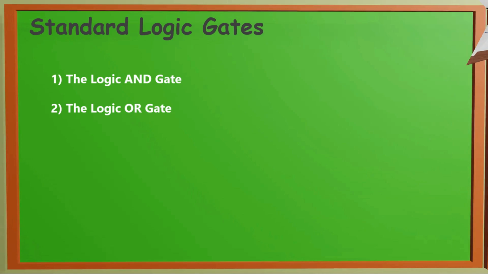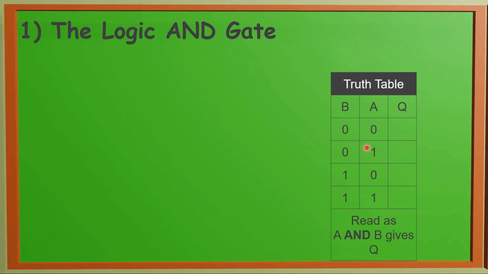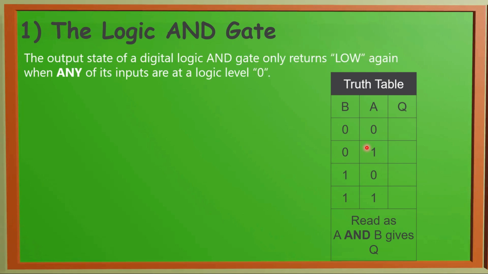There are two standard logic gates. One is the AND gate and the other one is the OR gate. Let us discuss them briefly. First, let us discuss the logic AND gate. AND means A and B. If any one condition is true, we will not get the output. For getting the output, we must have A and B satisfied.